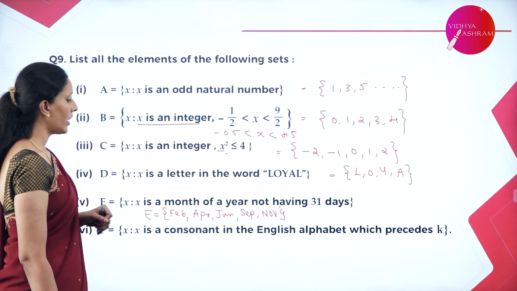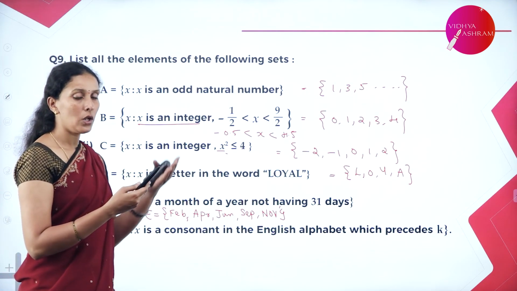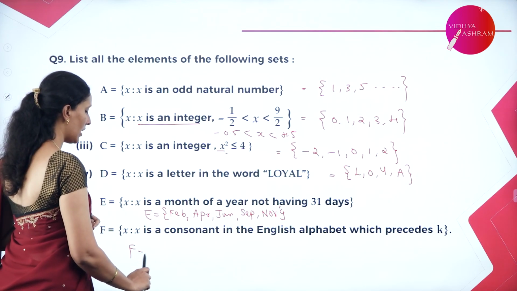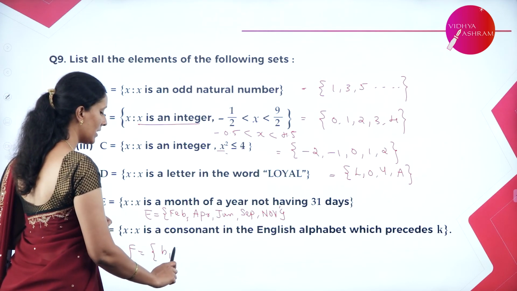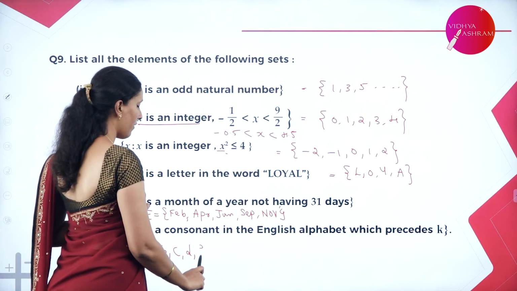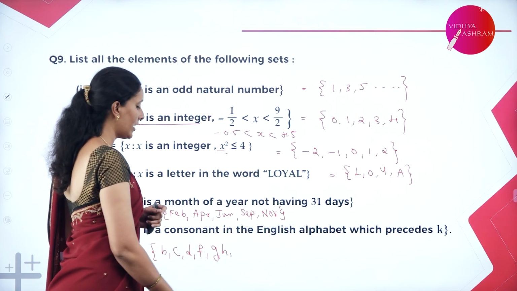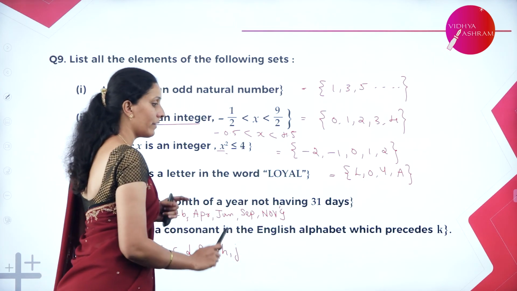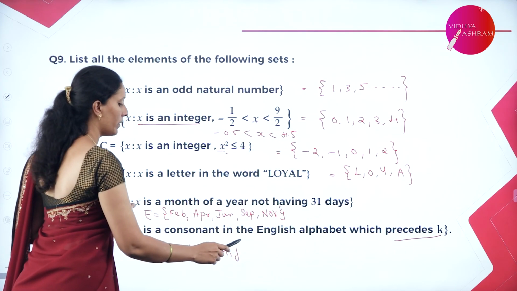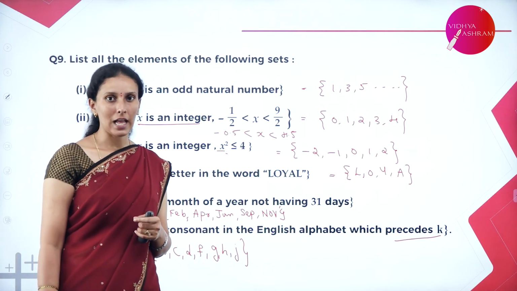x is a consonant in the English alphabet which precedes K. It means you need to write all the consonants which precede K. So therefore, we can't write A, we can write B, C, D. We can't write E, we write F, G, H, and I we can't write. We can write J. We can't write K because they clearly said it precedes K. So these are the consonants in the English alphabet.